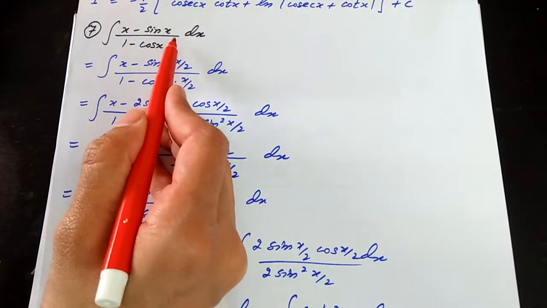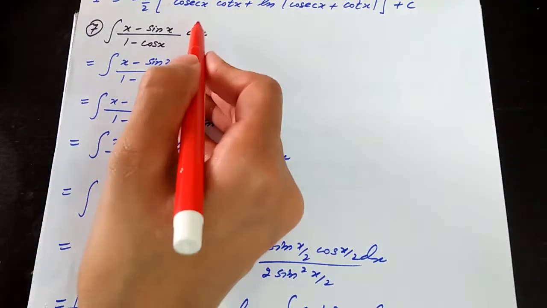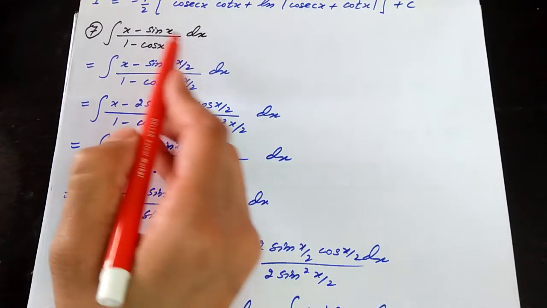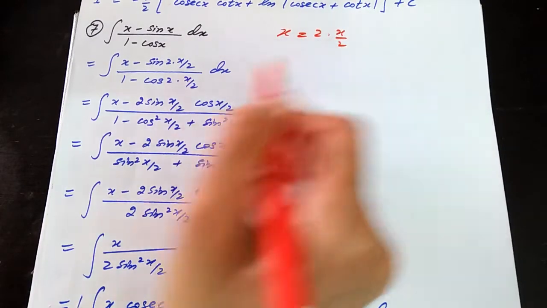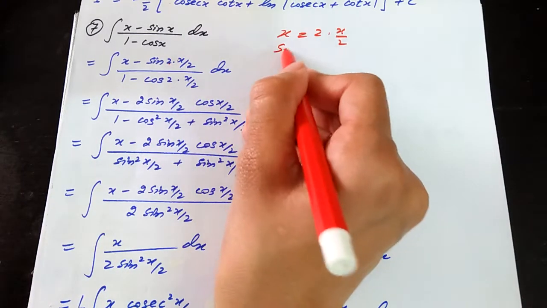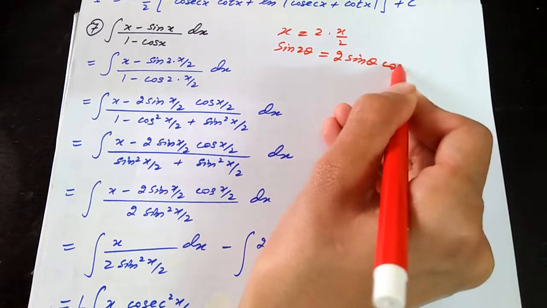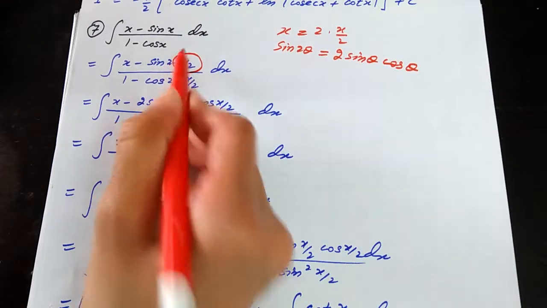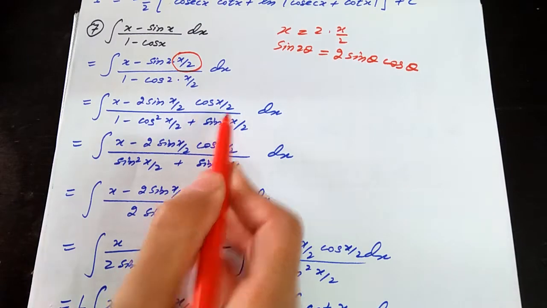Integration of (x minus sine of x) dx divided by (1 minus cos of x). This can be easily simplified. x can be written as 2 into x by 2. So I have just replaced x with 2 into x by 2. Now we know that sine 2 theta is equal to 2 sine theta cos theta. So here theta is x by 2. It will be written as 2 sine x by 2 and cos of x by 2.